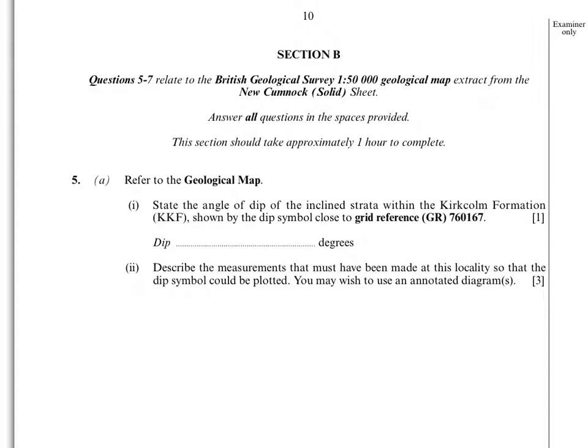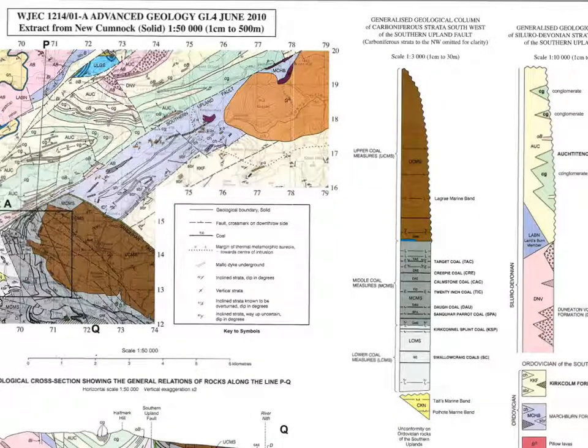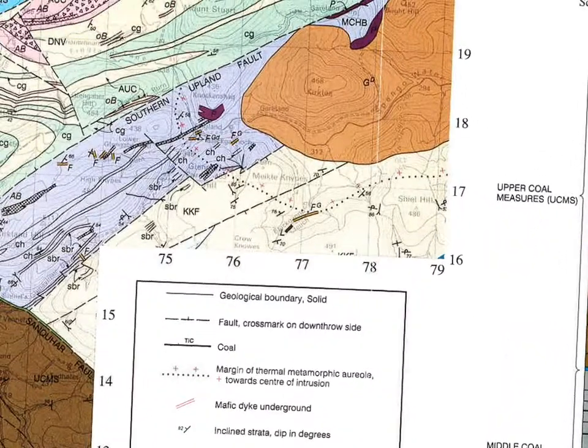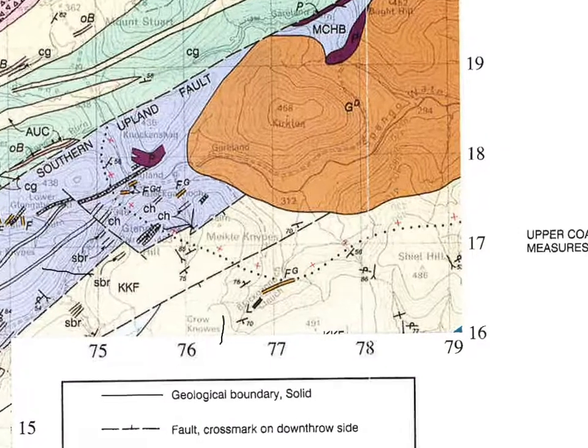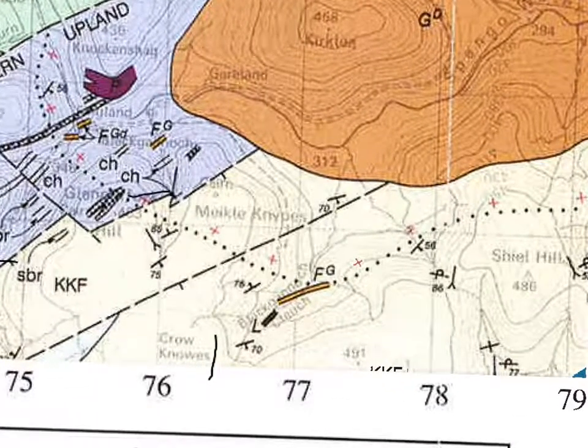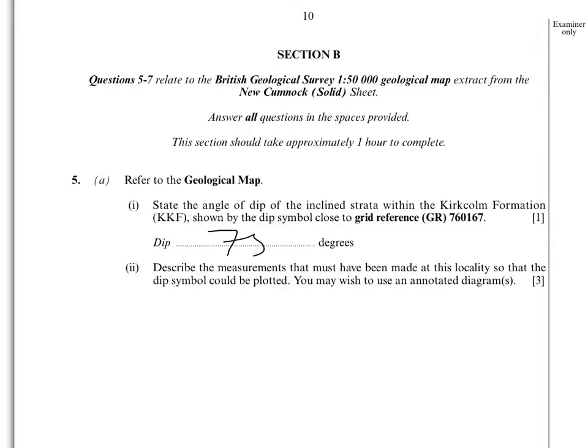First question then. First question was done really well by most people. We just had to state the angle of dip of the rocks at this grid reference. We can see if we go to 76, 167 is here, and if we scroll in a bit more we can see there's the answer. So the answer was 75 degrees, and that can just go in there and that would be your answer.